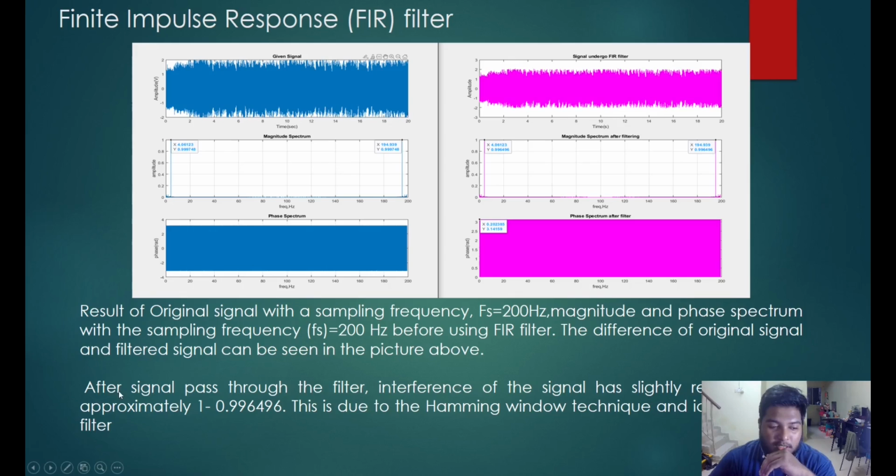Here we can see the difference: after the signal passed through the filter, the interference of the signal has slightly reduced from approximately 1 to 0.996496. This is due to the Hamming window technique and ideal low pass filter. The difference is about 0.003.